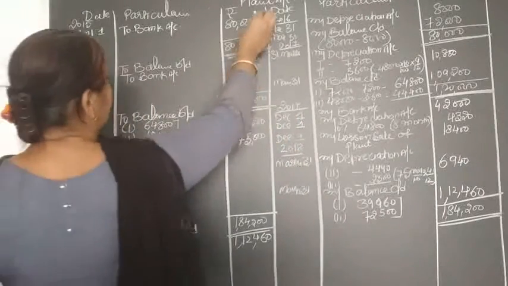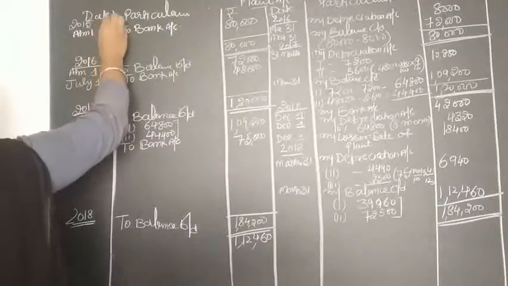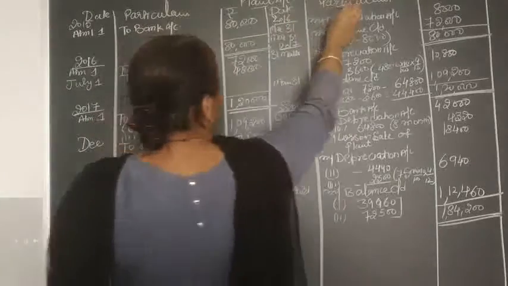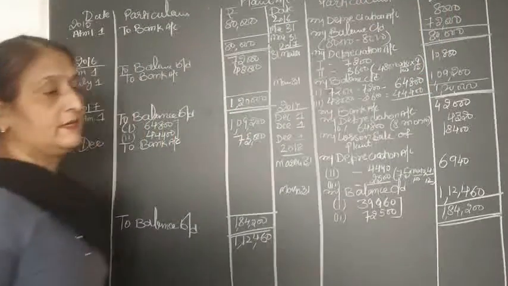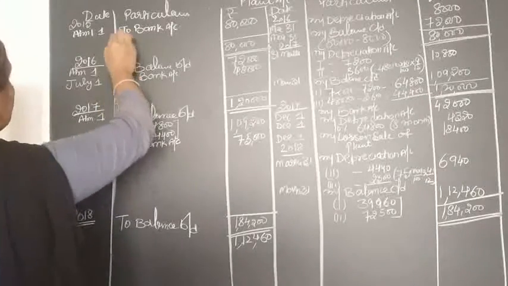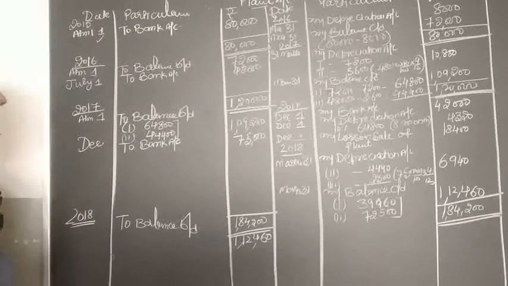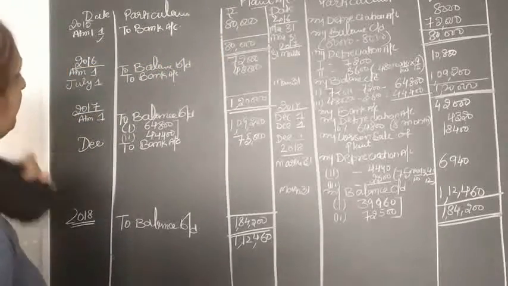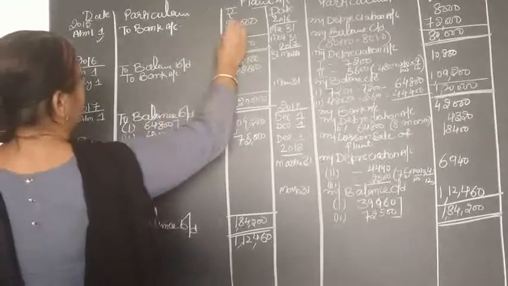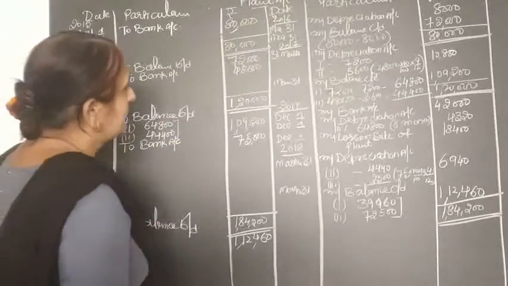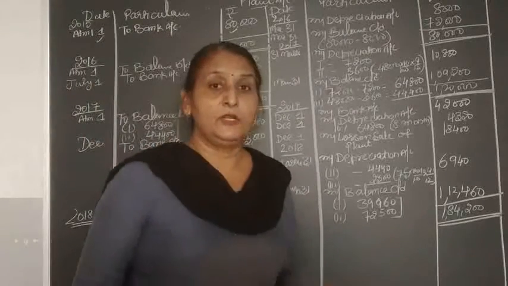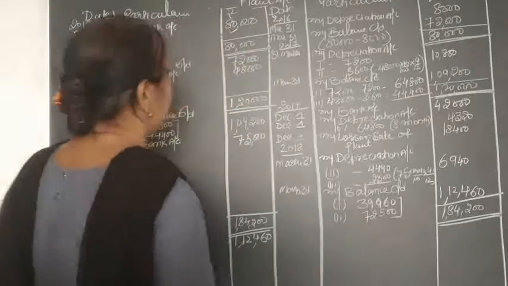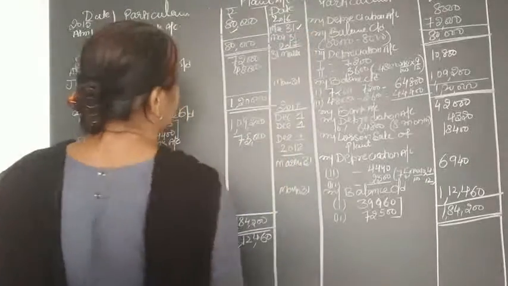So for the 3 years plant account, first of all the format of the plant account is date, particulars, amount on the left hand side, and date, particulars, amount on the right hand side. First of all, the company purchased a plant on 1st April 2015 at the rate of rupees 80,000. So the purchase will be entered on the debit side of the plant account, April 1 to bank account 80,000. Then there is no other information regarding up to 31st March 2016.